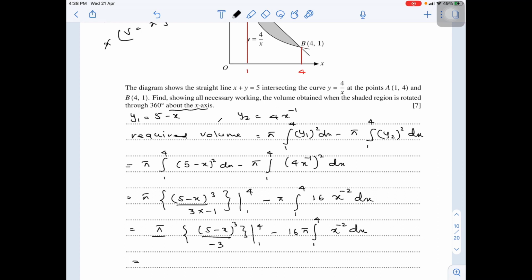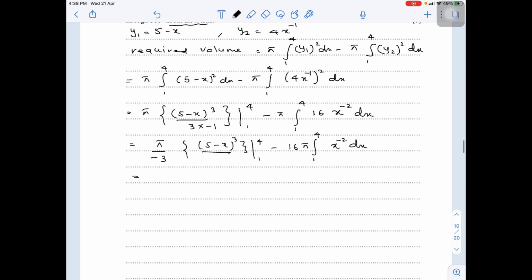If you want to leave negative 3 inside, that doesn't matter. If you find it easier, let it be inside. I like it outside, so let me keep it outside. Negative pi over 3, then that's (5 minus x) cubed from 1 to 4. So I'm writing (5 minus 4) cubed minus (5 minus 1) cubed. And that becomes negative 16 pi, x to the power negative 1 over negative 1.